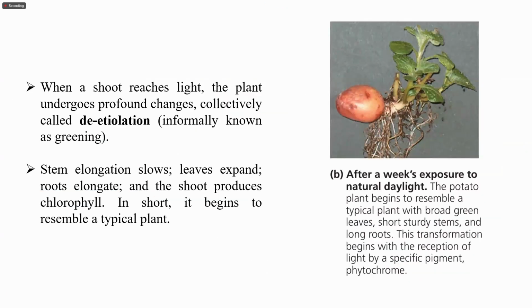When a shoot reaches the light, the plant undergoes profound changes. After a week of exposure to natural daylight, we can see that the leaves have expanded, just like a normal plant. This process is known as de-etiolation, informally known as greening. You can see that the greening of the plant has happened. Green leaves have arisen. This process is de-etiolation, that is the reverse. So etiolation is removed.